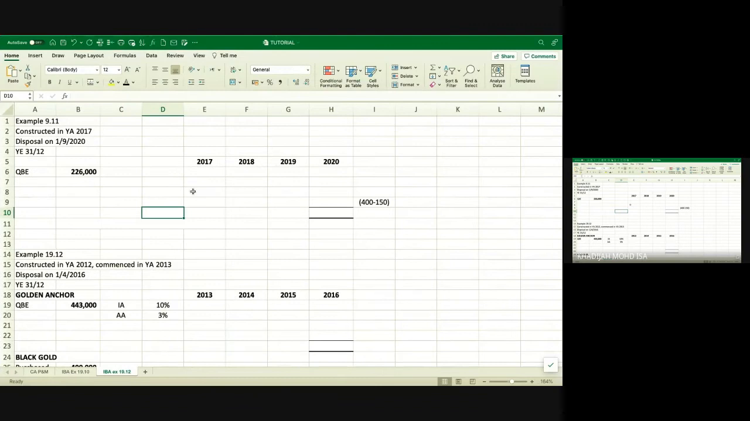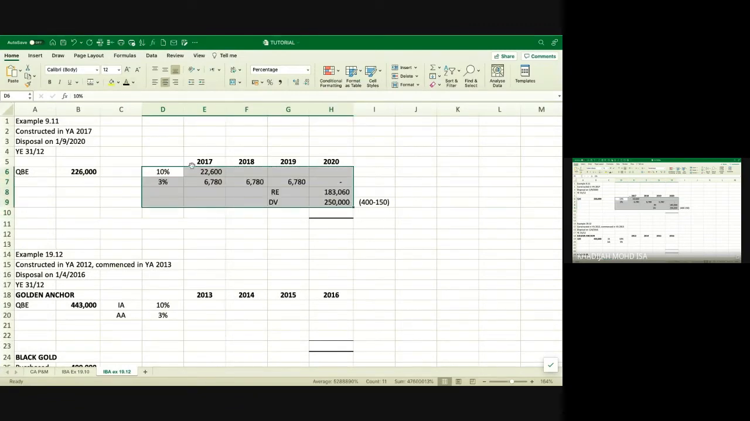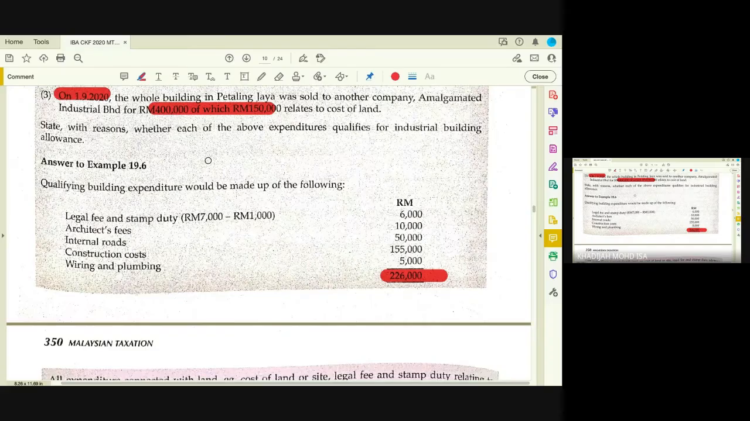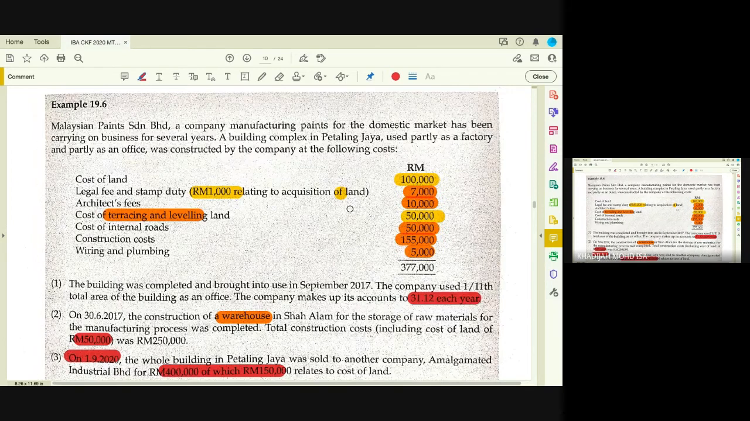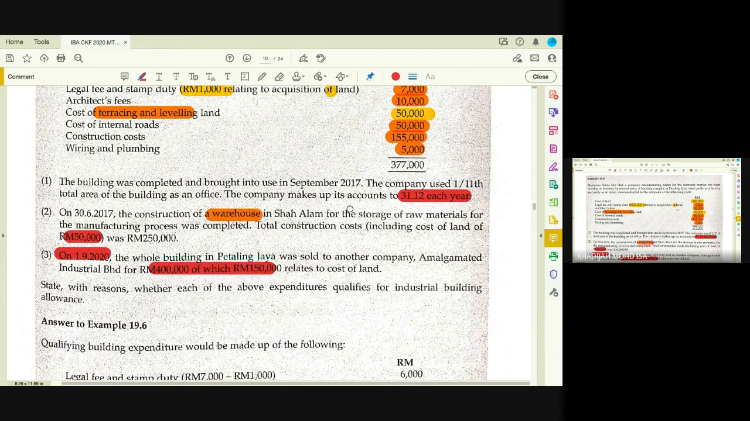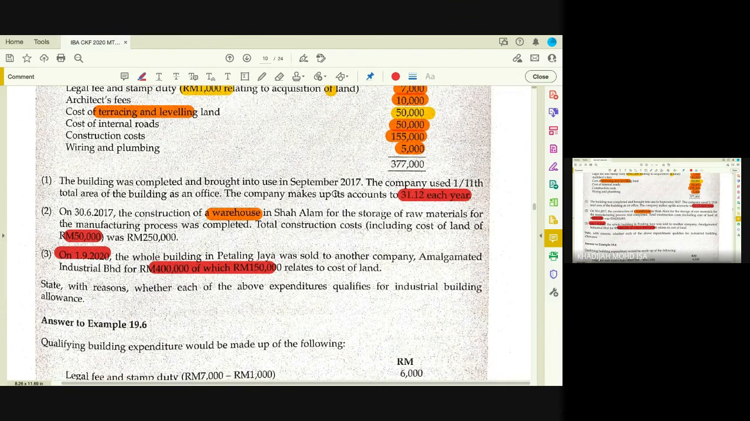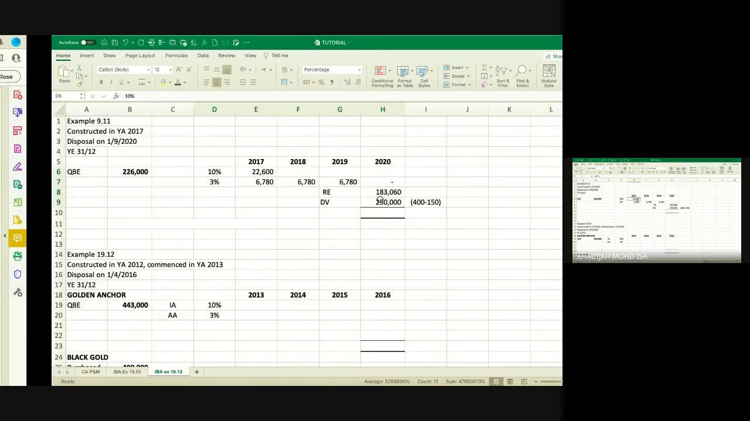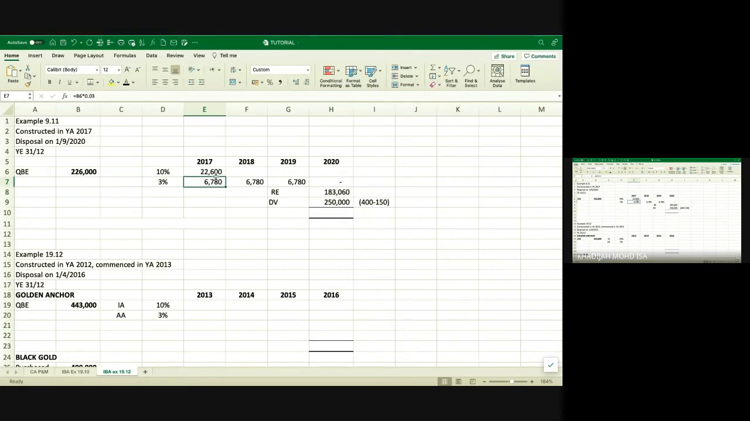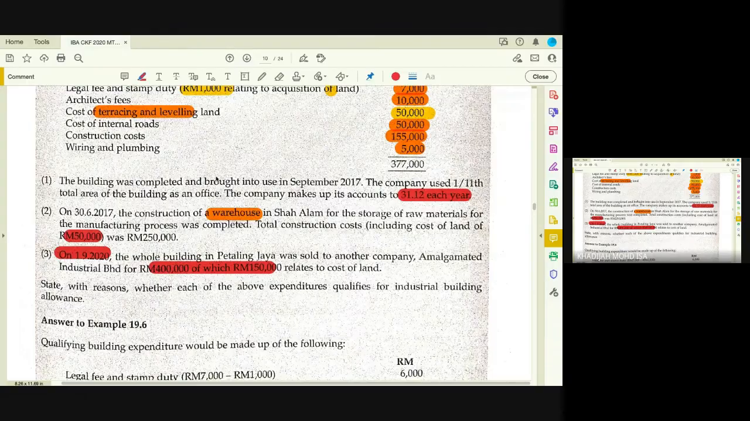So if you have to do that, then you compute 10%, YA 2017. Why 2017? Because it was completed in September 2017, and the year end is 31st of December. So it means YA 2017 is the first year that you claim IA and AA. So you claim IA, AA 2017, AA 2018, and 2019. Then you dispose of the building on 1st of September 2020.